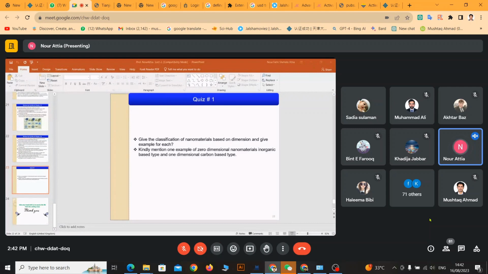And the other question: kindly mention one example of a zero-dimensional inorganic nanomaterial, and one example of a one-dimensional carbon-based material. You understand my point, right? Yes, sir, the questions are very clear. So, can anyone answer? Please come forward and answer these questions.